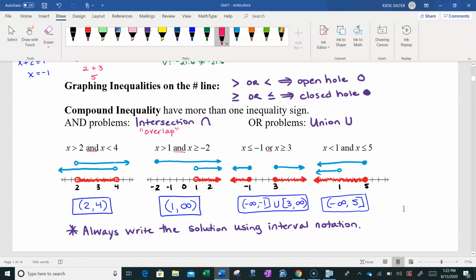All right, the last one right here is an OR problem. And these also go in the same direction, but because an OR problem is a union problem, instead of looking for where they overlap, the x is less than or equal to 5 is going to override the x is less than 1. Because if it's x is less than or equal to 5, that includes x is less than 1. So you pull all of it down, the union of the two, and that is why our solution is negative infinity to 5, including 5. Remember, always write the solution using interval notation.